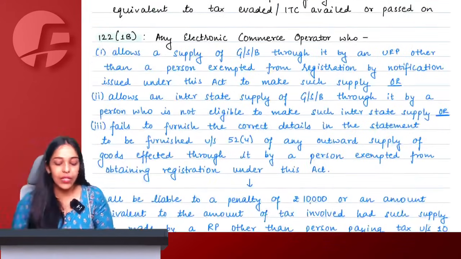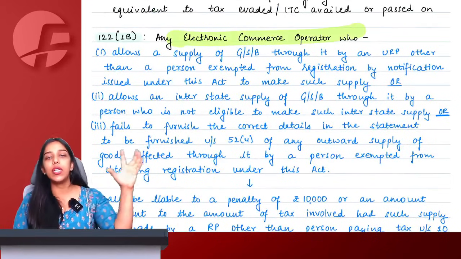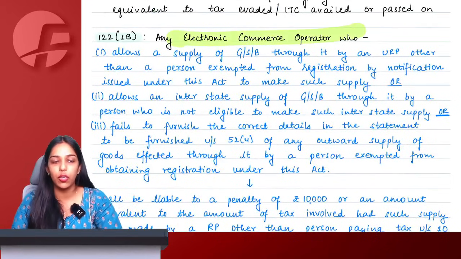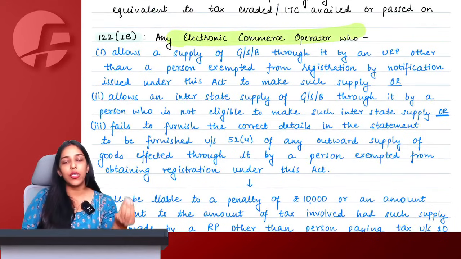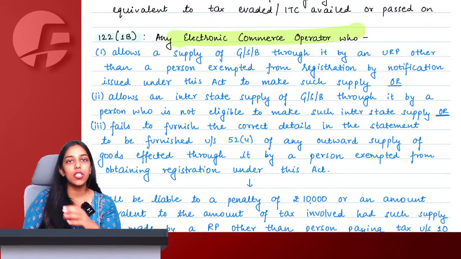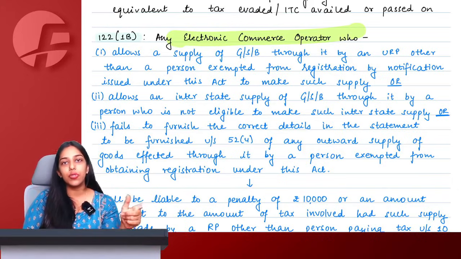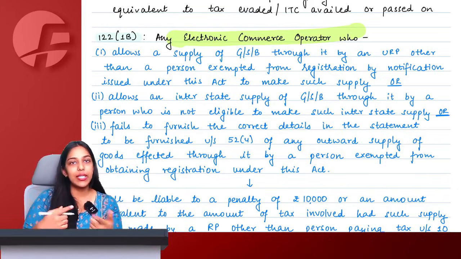Okay, ma'am. After that, 122(1)(b) talks about ECO, the e-commerce operator. Here and there we've studied provisions with respect to ECO: whenever we are supplying through an e-commerce operator, they will furnish a GSTR 8, declaring details of all the supplies done through them. Then also, they will not allow any interstate supply from an unregistered person through them. Also, for composition people, we've studied that they can supply goods through ECO, but they cannot do interstate transactions.